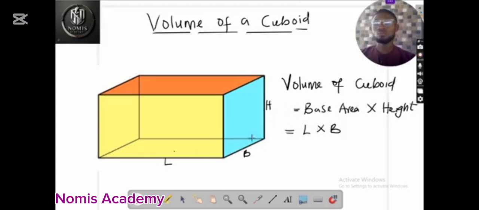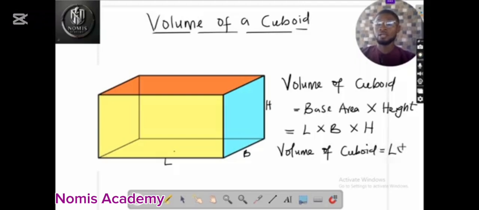So to calculate the volume of this rectangular container, I will just say length times breadth multiplied by the height of the container. Therefore, volume of rectangular container or keyboard, volume of keyboard is equal to length times breadth times height. That is the formula to calculate volume of a keyboard.